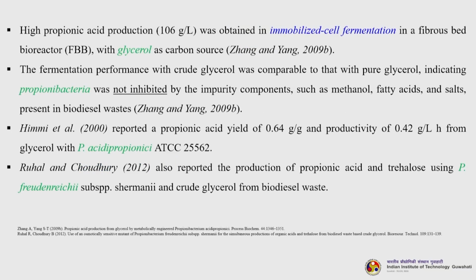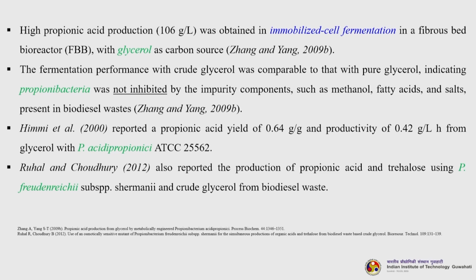High propionic acid production of 106 grams per liter was obtained in immobilized cell fermentation in a fibrous bed bioreactor with glycerol as the sole carbon source. Okay. The fermentation performance with crude glycerol was comparable to that with pure glycerol, indicating propionibacteria was not inhibited by the impurity components such as methanol, fatty acids and salts present in the biodiesel waste. So, this is the best part of this particular research work that is reported by Zhang and Yang, and the reference is given below.